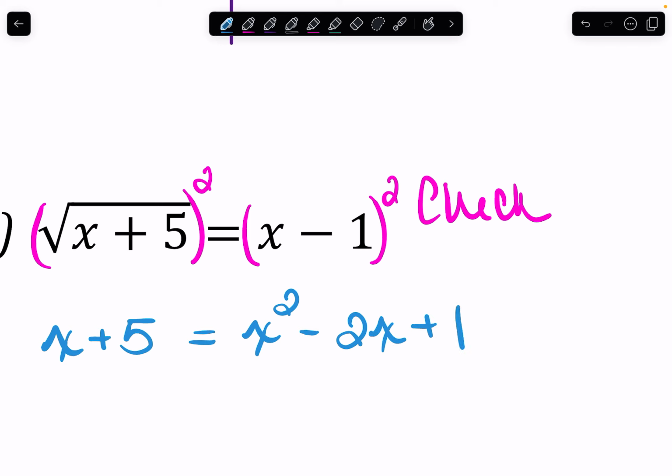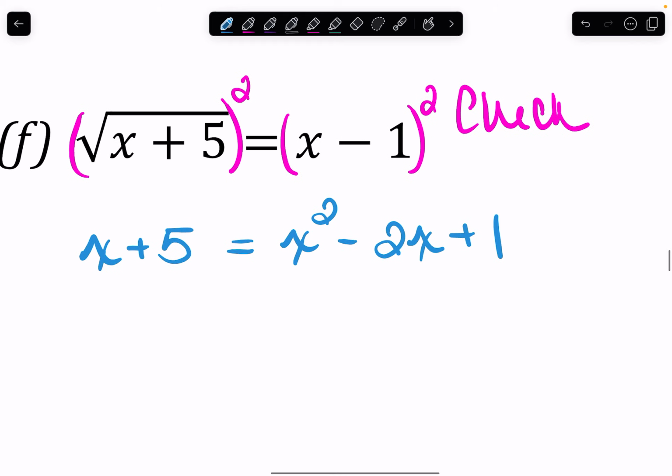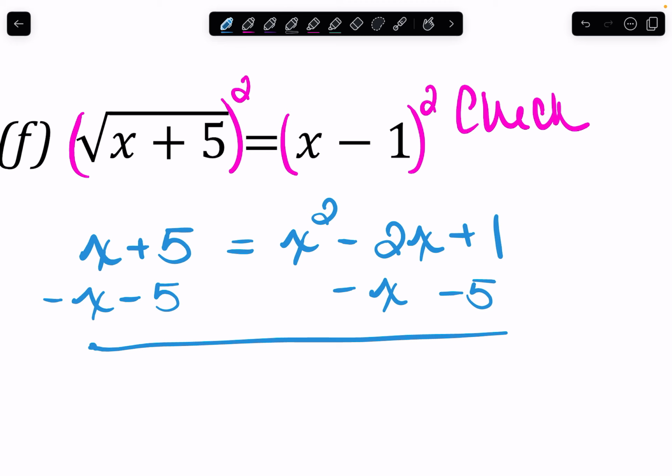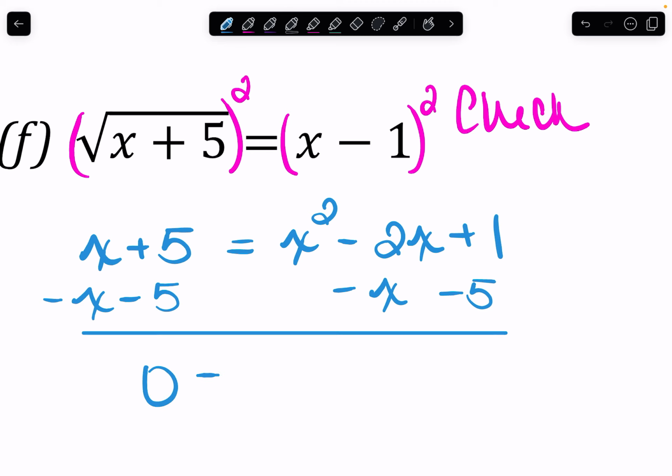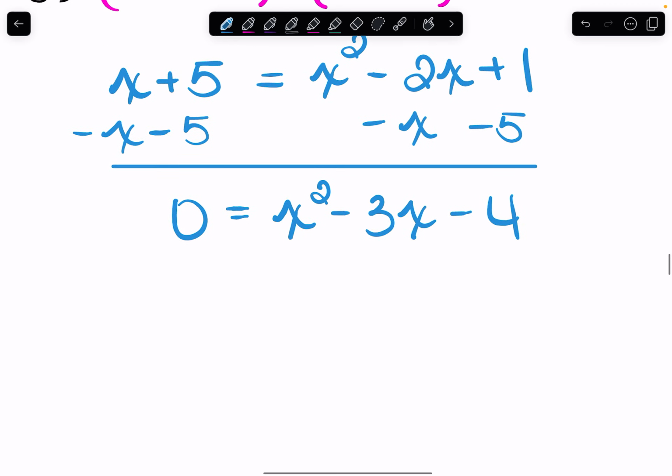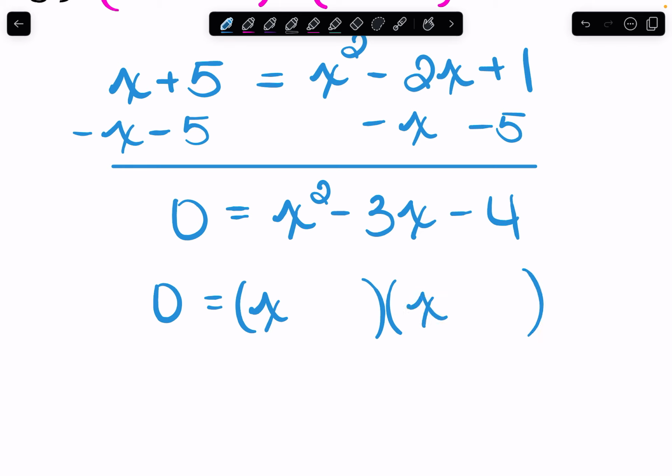And if you need to go write x minus 1 times x minus 1 and go through the FOIL process, do so. So this is still a squared equation like the last one, so everything to one side. So I'm going to move the x to the right and the 5 to the right. So we're going to get 0 equals x squared minus 3x minus 4. Double bubble it. Multiply to 4.